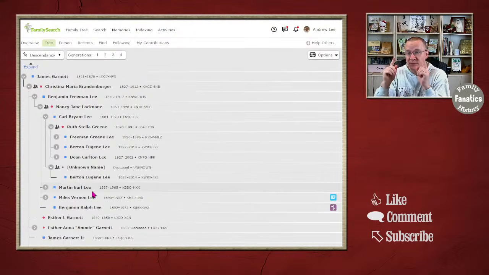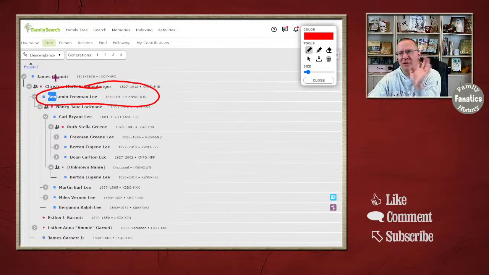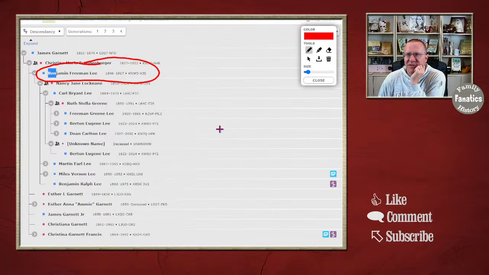So we need to go back now to the next line, which is where this was funny, because this is where, well, let me get back to my marker. This is where the mystery was. Benjamin Freeman Lee, we had names of parents. Turns out that those names were sort of partly right.